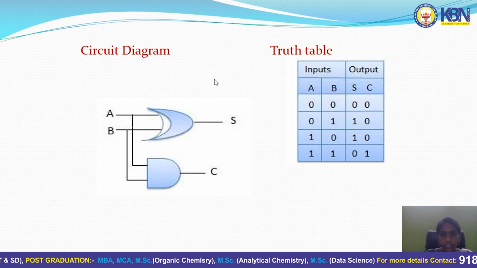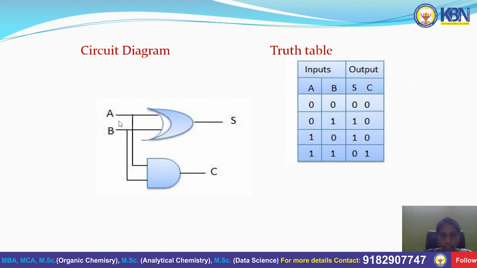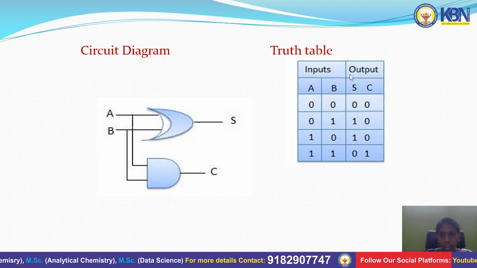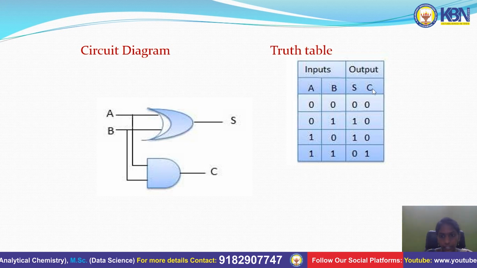The half adder truth table is like this. We are taking the input variables A and B, and the outputs are sum and carry. These are the four possible conditions.